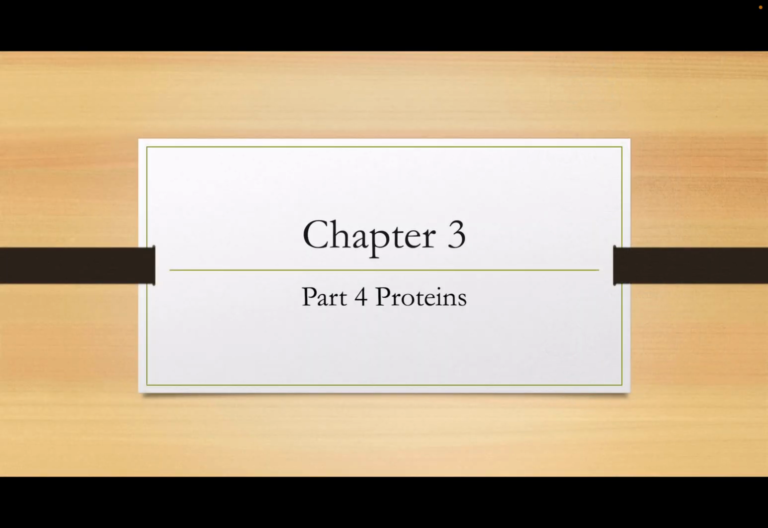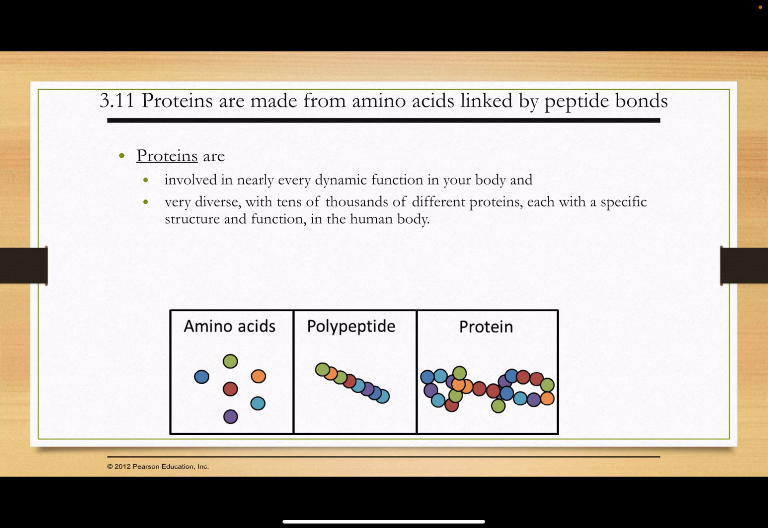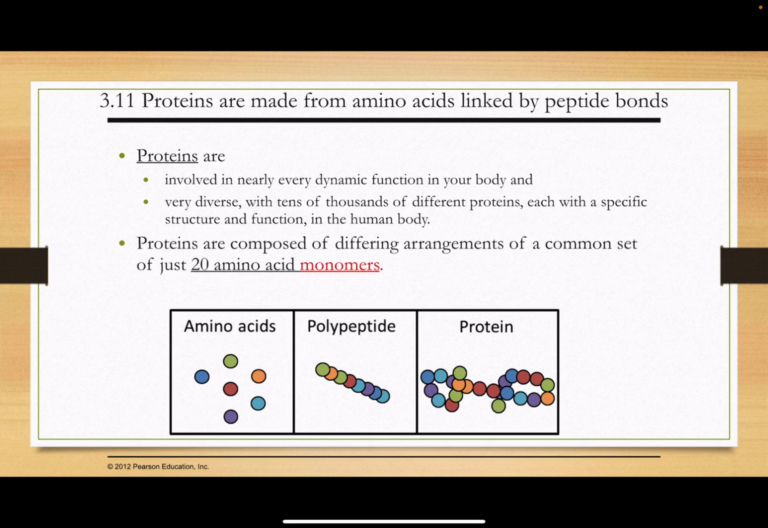All right, chapter 3, part 4, we're going to talk about proteins. So proteins are involved in nearly every dynamic function in your body, and they are very diverse, with tens of thousands of different proteins, each with a specific structure and function in the human body. It's really important to know that structure is critical for function.